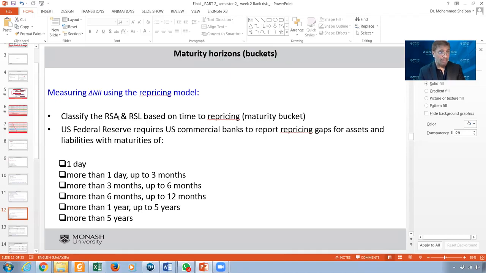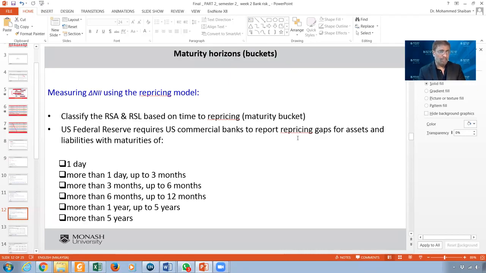Now, what they do in the banks, and this is what the US does, the US Federal Reserve requires US commercial banks to report repricing gaps. Same in Australia. And I think the same in this country, but I know in Australia, they report it. The central bank keeps asking for so many different reports, especially for credit risk, but the interest rate risk is one of the requirements.